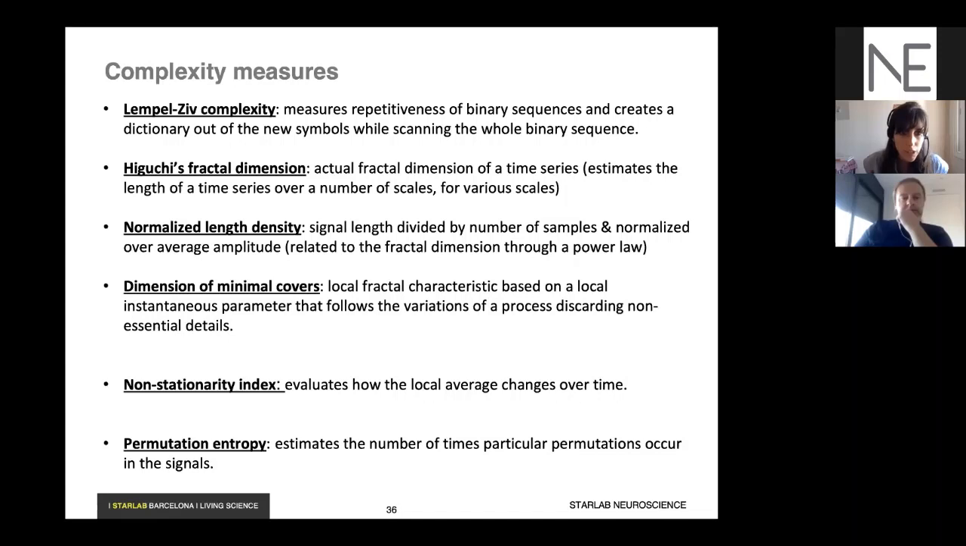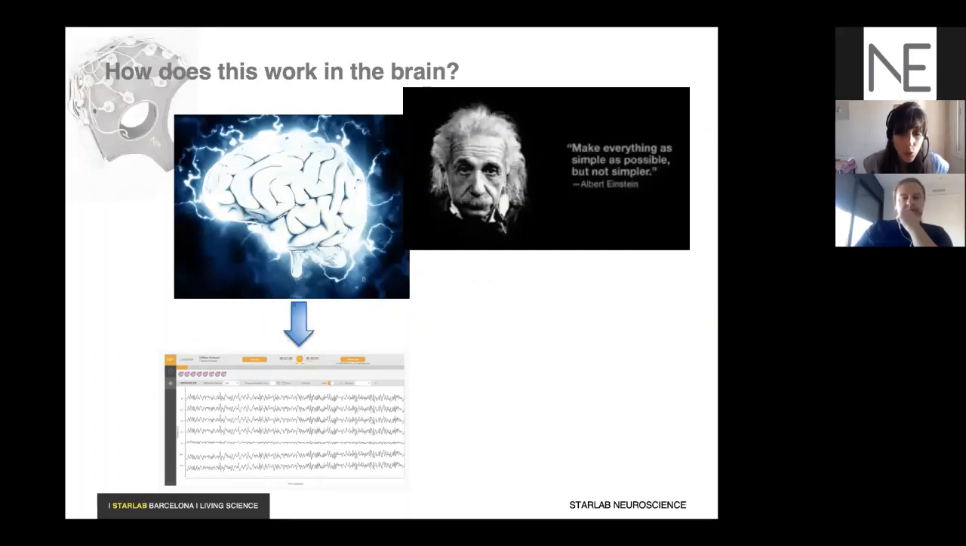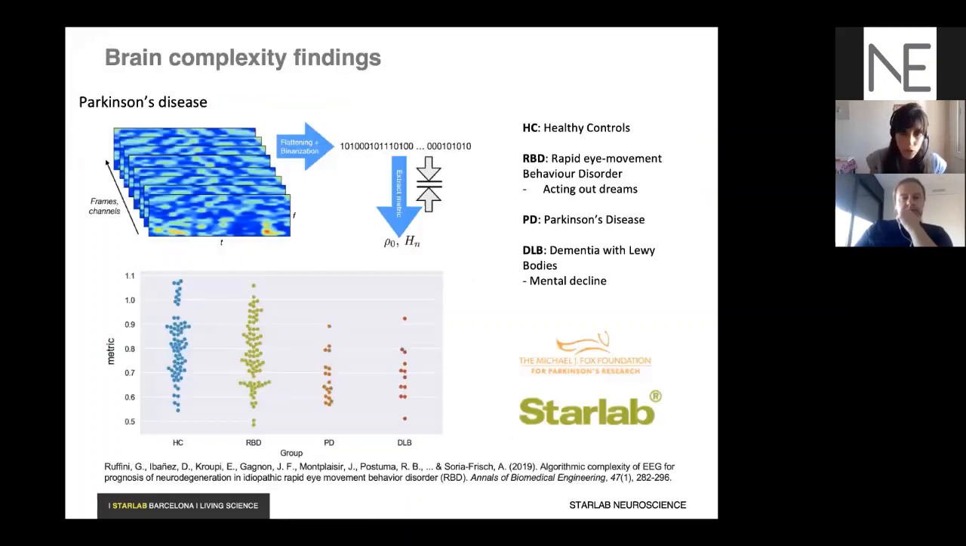So let's focus here. We're going to focus on the Lempel-Ziv complexity, and let's see what we can do with this. How does this work in the brain? What we have shown recently, again, I am going to go back to the Parkinson's disease population, since I already explained to you a little bit how the disorder works in this case.